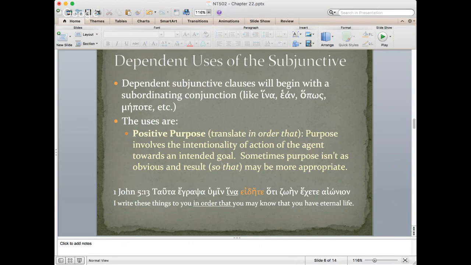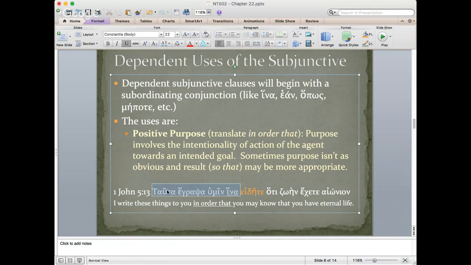Yes. So you'll notice that you have a normal sentence, and then you have this content clause, this hina. The subordinating conjunctions you're looking for are things like hina, ean, hopos, me pote, and stuff like that. Those can signal one of these. If you find a subjunctive inside one of these subordinating conjunctions, you shouldn't be surprised. What's probably happening is that purpose is being communicated here.